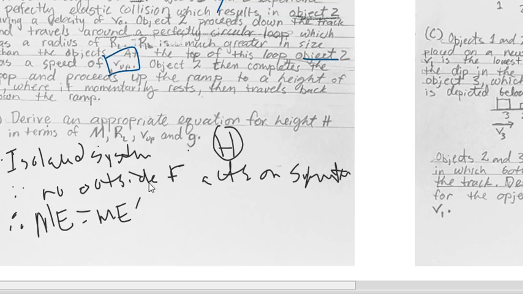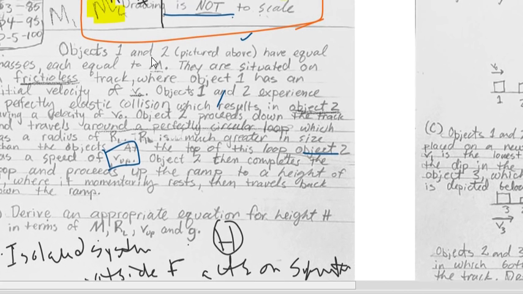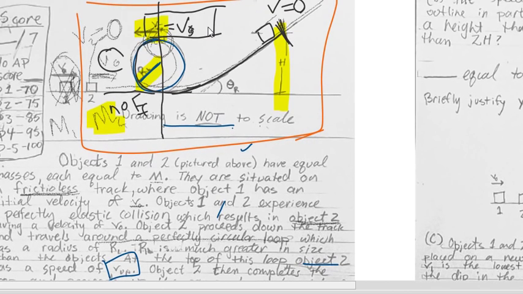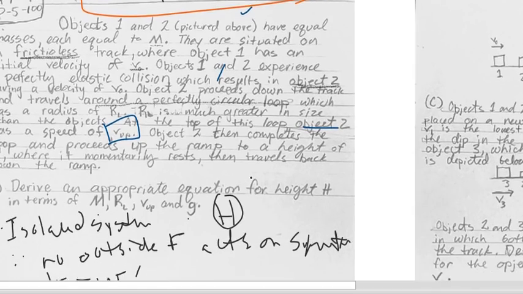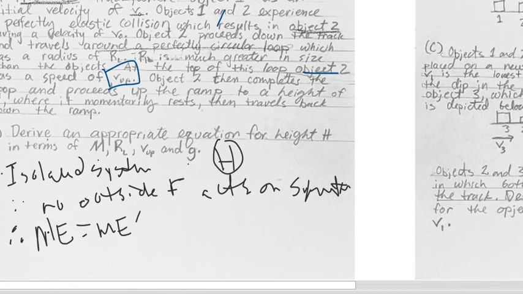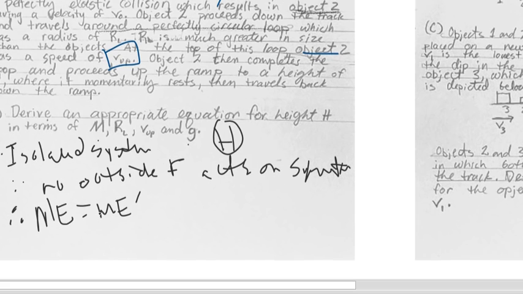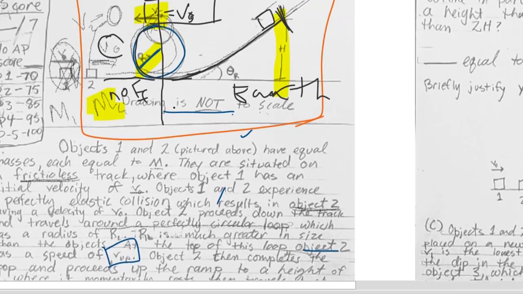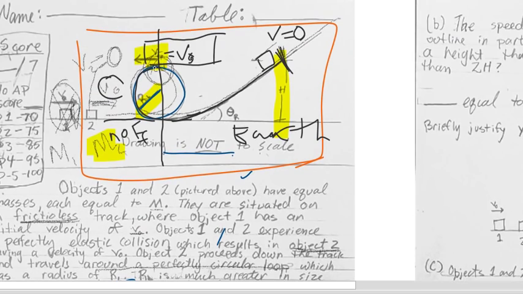Okay, so I've got an isolated system, no outside forces act on the system. I should have put this up here earlier, but remember, this is probably on Earth or some other planet. Assume it's Earth unless told otherwise, but be careful, make sure you check. All right, so no outside forces act on the system, therefore mechanical energy is conserved. So I need to look at my mechanical energy up here at the top.